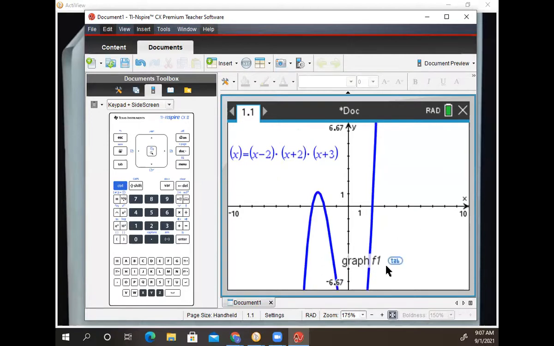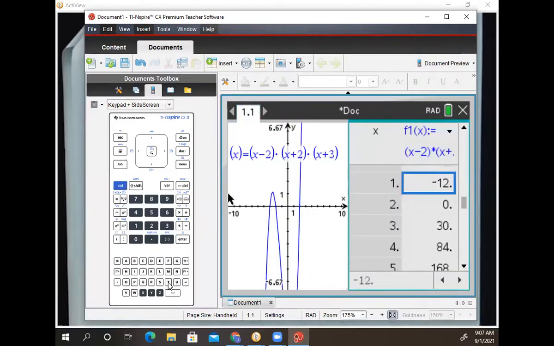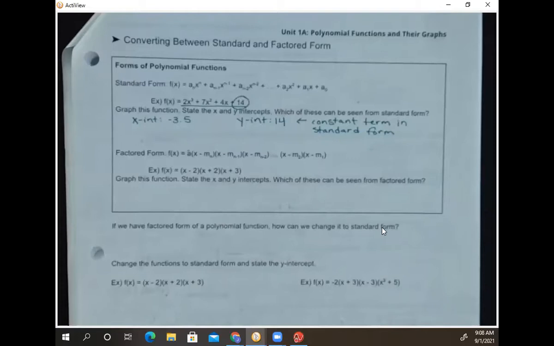What I can't see on this graph right now is the y-intercept. So again, I'm going to pull up that table. You could adjust your zoom to try and see it, but I can also get it pretty quickly from just pulling up my table and then arrowing up to when x is 0. So I've got x-intercept at -3, -2, and +2. I have a y-intercept at -12. So I'm going to flip my notes back up here and jot that down.